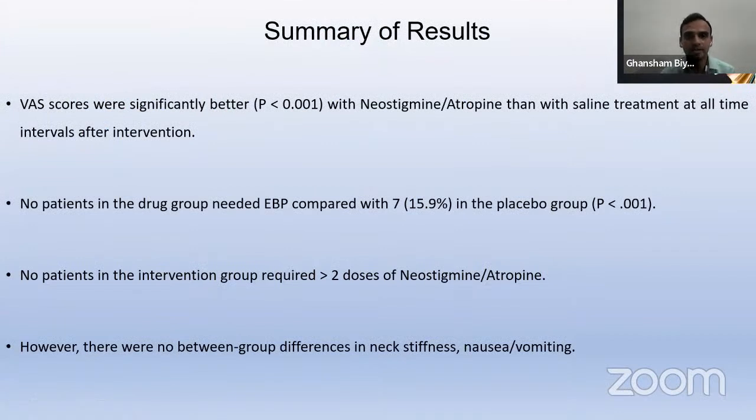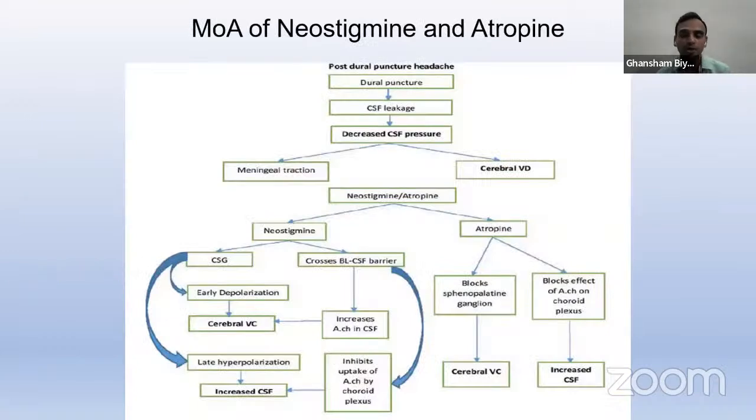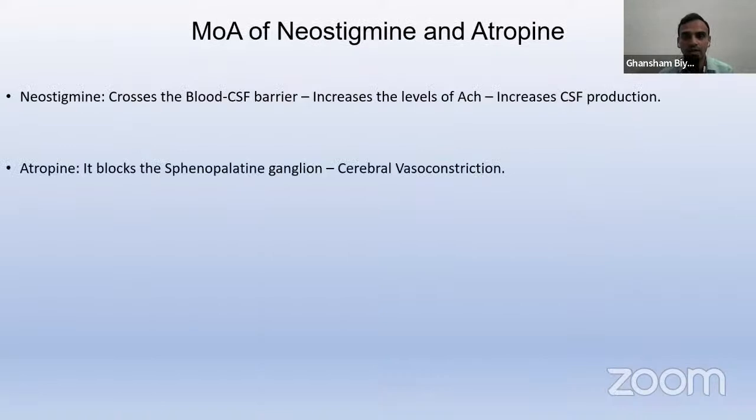So to summarize the results, I have already summarized the first two, that the VAS score was significantly better. None of the patients required an epidural blood patch in the treatment group, and no patients required more than 2 doses of neostigmine and atropine in the treatment group as well. So the question that arises is how these two commonly used drugs are making a significant effect in the management of PDPH. I'm not going to go into the details because of the time limit, but I have just summarized how these two drugs are acting.